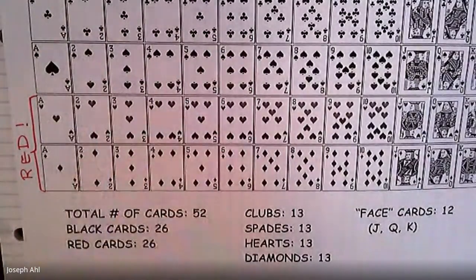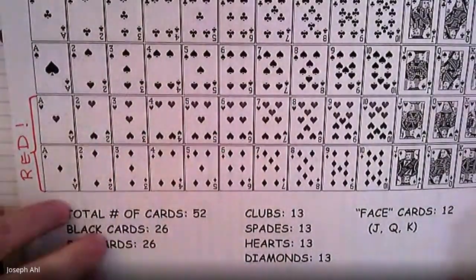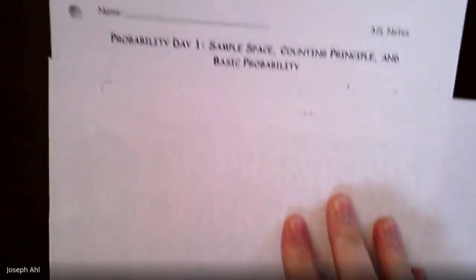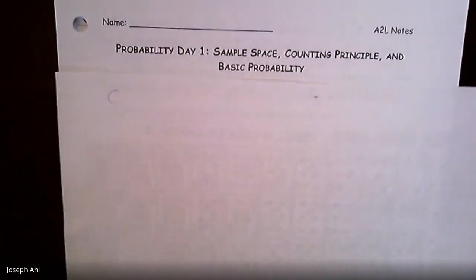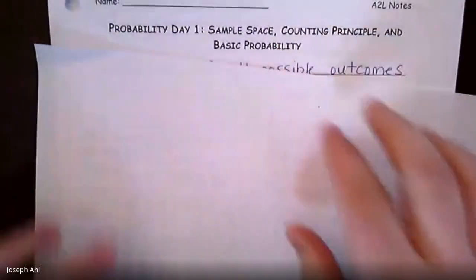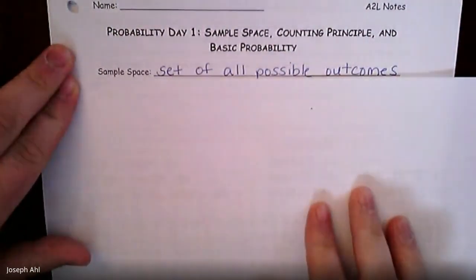We may have to come back to that later when we talk about some of the cards here, but in our introduction to probability, we're going to talk about things called sample space and the counting principle, and by the end of the lesson, we'll be computing some pretty basic probability examples. So what is a sample space? A sample space is the set of all possible outcomes.